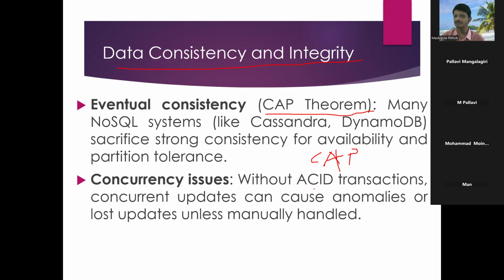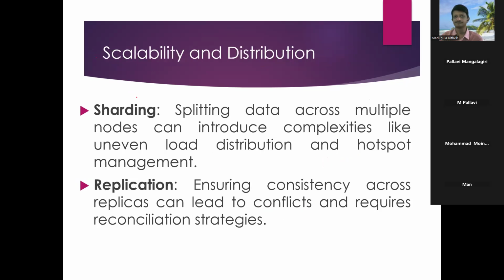And as we have ACID properties in DBMS based systems, concurrent updates and anomalies that might arise, we can easily overcome them with the help of ACID properties. But when we compare to that, the NoSQL database or higher end databases do not have such properties. So this is also one of the major issues that we come across.